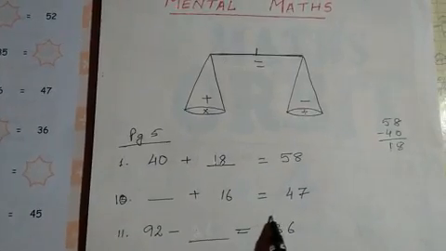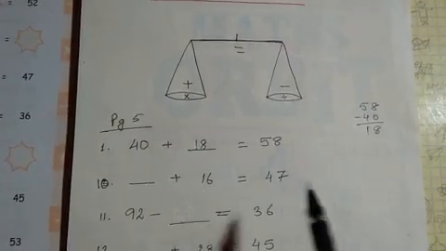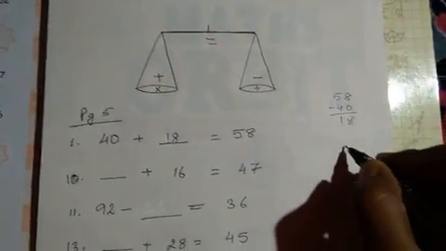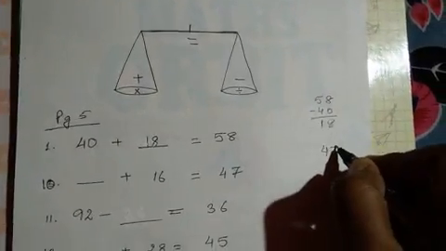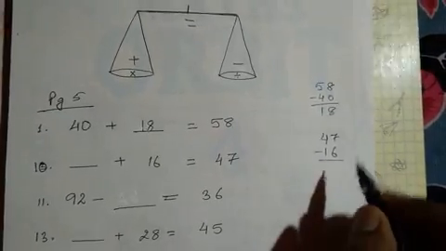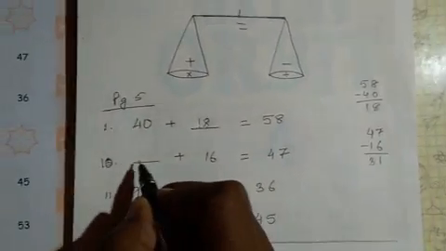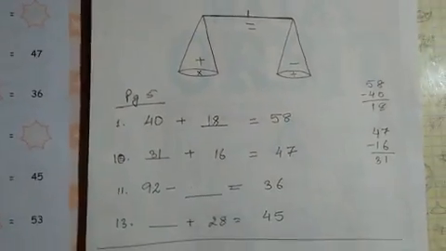So dash plus 16 is equal to 47. When the 16 with the positive sign goes to the other side of equal to, it becomes a minus. So 47 minus 16. 7 minus 6 is 1 and 4 minus 1 is 3. So our answer is 31.